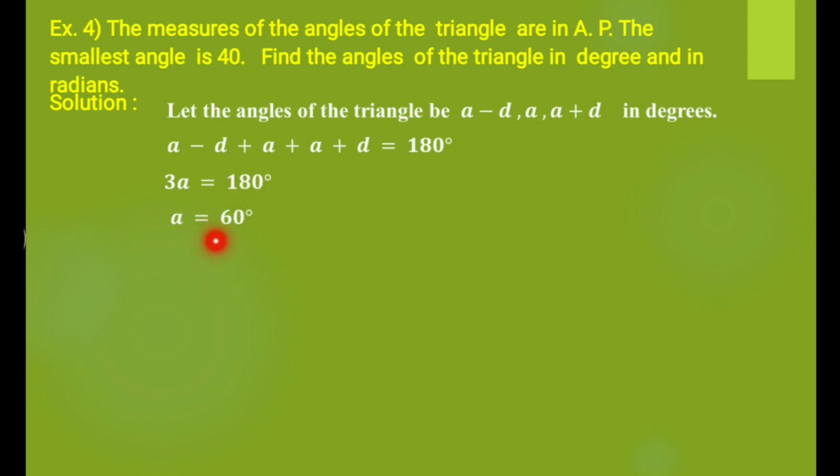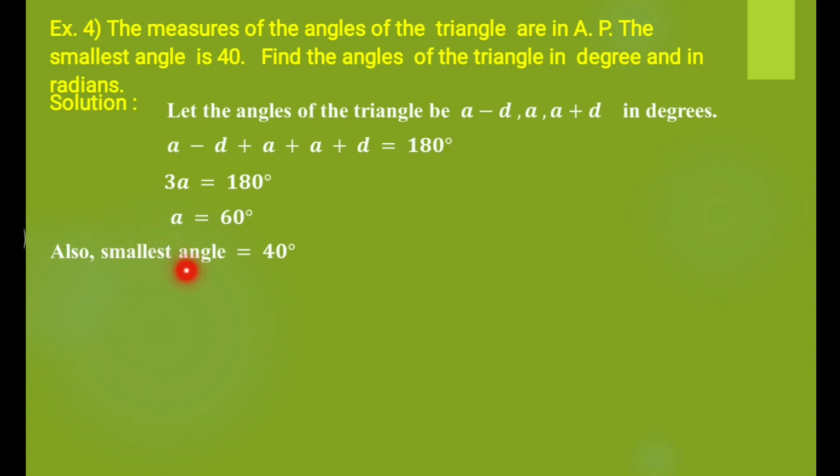Now one angle we know, the smallest angle is 40 degree. So using this, a minus d is the smallest angle because this is in increasing order. So a minus d equals 40 degree.